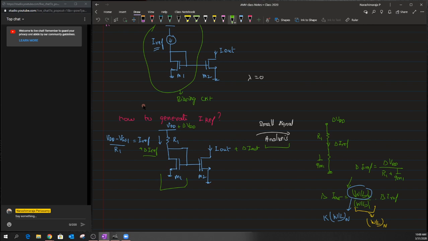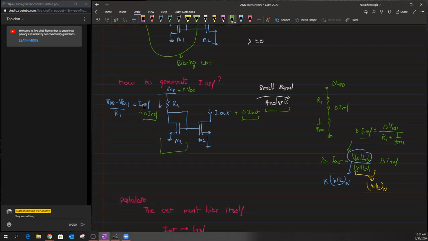Since this M1 is a diode connected structure, we had a resistance whose value was given as 1 by gm1. Based on this, we got the value of delta I reference equal to delta VDD divided by R1 plus 1 by gm, and one could evaluate delta I out as again the geometric ratio between the M2 and M1 structures multiplied by this I reference. So in both cases, what we found is that delta I reference as well as delta I out certainly depend on the variation, the change in the supply.